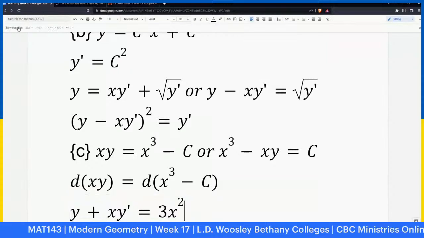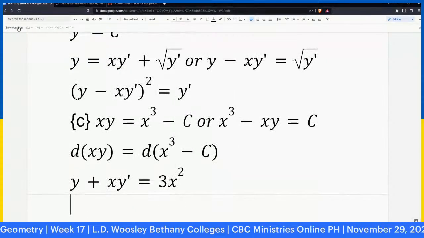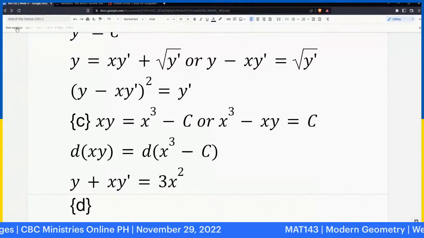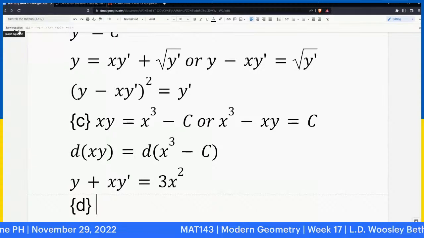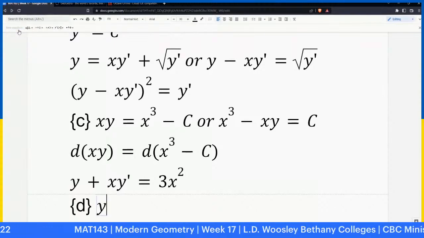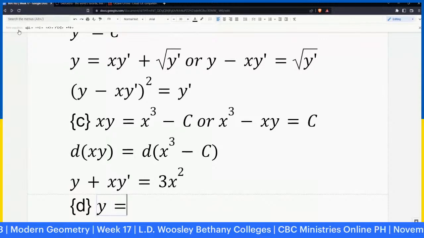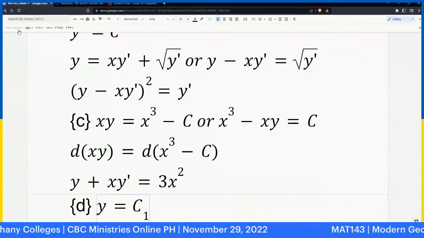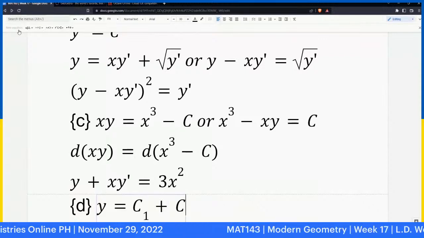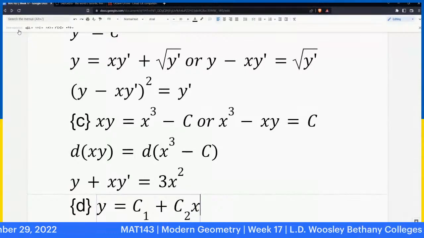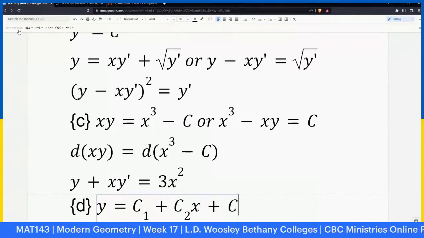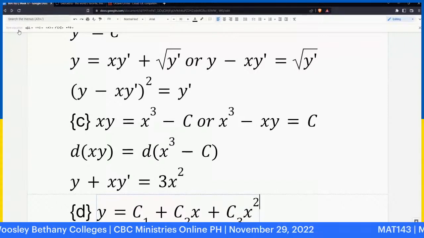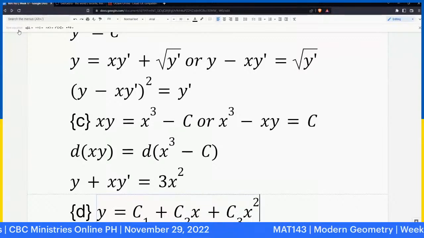Anyway, another example. This time I'll be giving you a more interesting one. This time there are 3 constants. y is equal to c sub 1 plus c sub 2 x plus c sub 3 x squared. Solve for the differential equation.